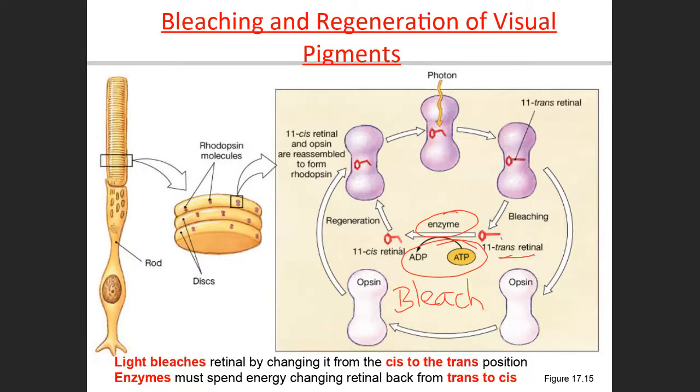Light hits retinol, it changes it into the trans position, now it's bleached, and it takes quite a few seconds, as long as 6 seconds or so, for the molecule to be remade, and the retinol in rhodopsin to be made into the cis position again so that it can work once more. So retinol is bleached. It's going to take time to reactivate it.